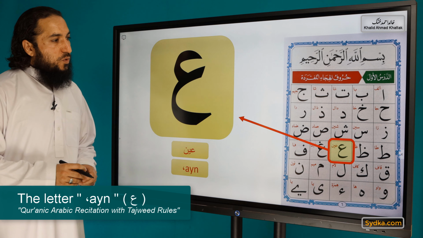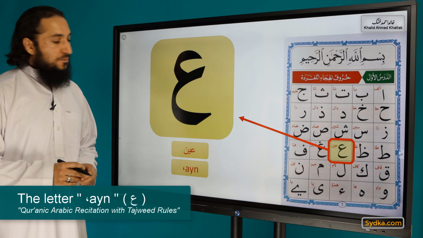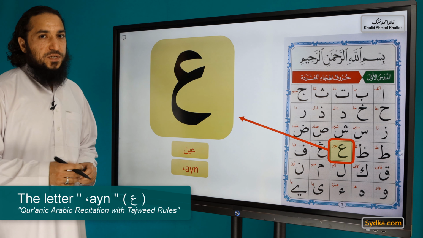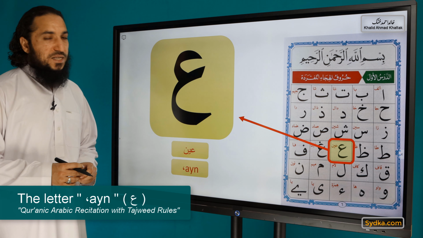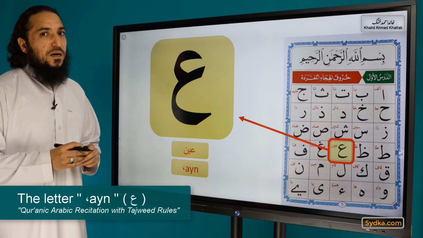In this session, we will be studying another letter of the Arabic alphabet. It is called Ain. It is pronounced as Ain, and the sound is A. It's the second part of A. A.